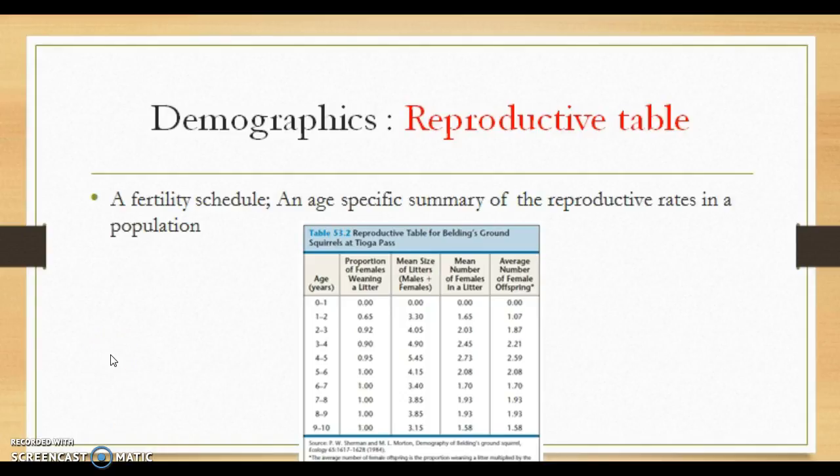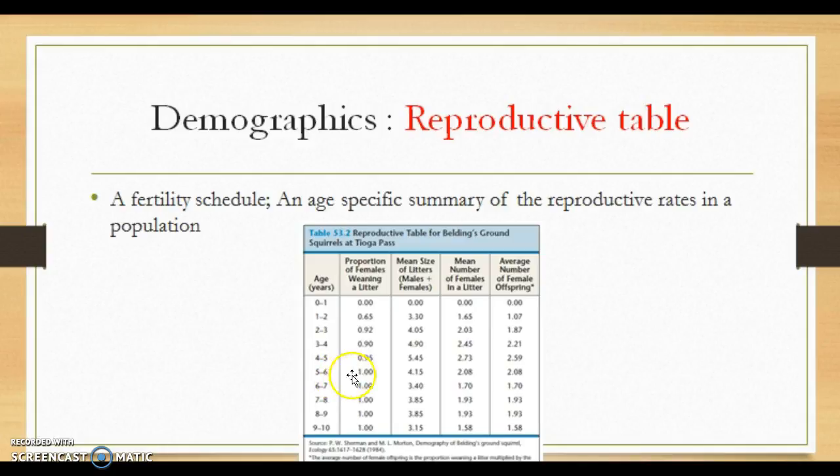And the third one is a reproductive table, which more or less just indicates at what ages fertility occurs. Looking at this chart here, we can see the age brackets. Looks like we're looking at Belding's ground squirrels. And we can see what proportion of females in each age bracket produces a litter. At 0 to 1, that first year of life, no females are capable of producing a litter. They're not sexually mature. At the second age bracket, that second year of life, a little bit more than half are capable of producing a litter and do. The third year of life, a little bit more.